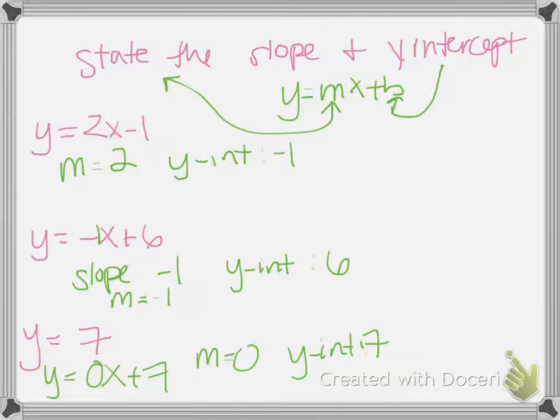Just remember that your y-intercept is the thing at the end, and your slope is the thing that's attached to the x. When I am stating my slope, I do not need the x attached to it. I just want to know what the number is. So just tell me the number.